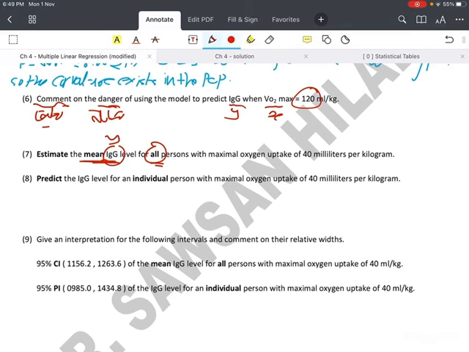Okay, person with maximal oxygen uptake of 40 milliliters. So this will be the 40 milliliters. Then predict the y level for an individual, and for all persons within the maximal oxygen. So here will be the x. So here estimate, here predict.